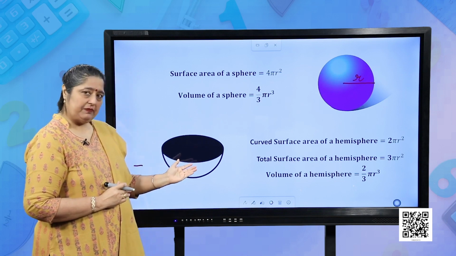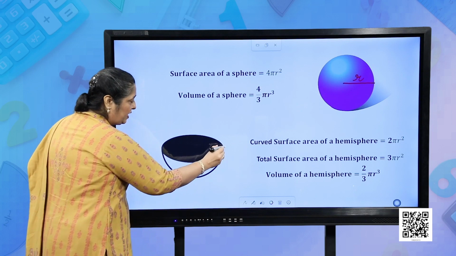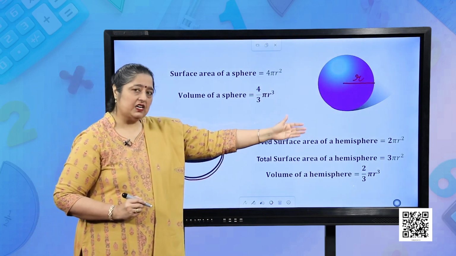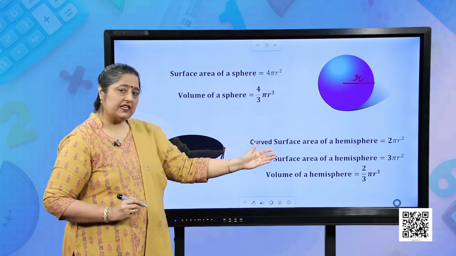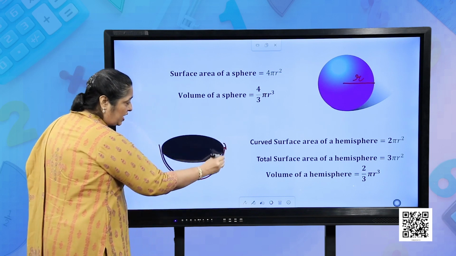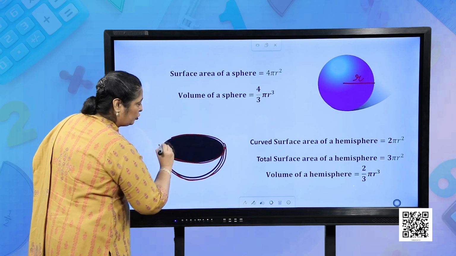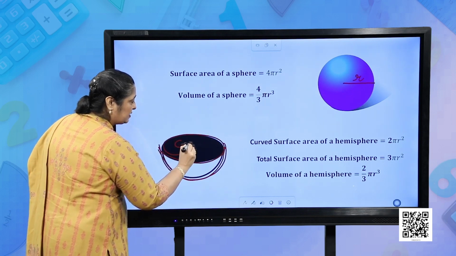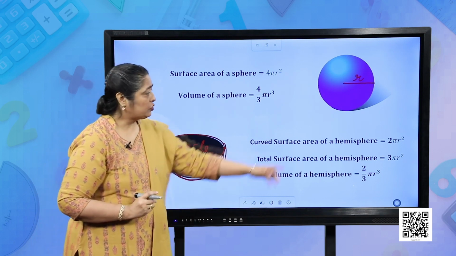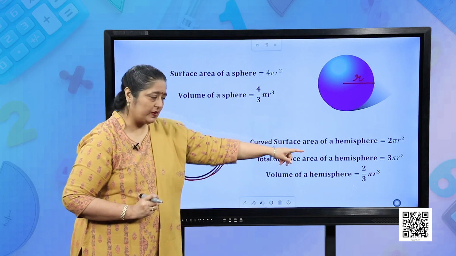Now, let us see the hemisphere. Curved surface area of the hemisphere, this one. Curved surface area is 2 pi r square and total surface area is 3 pi r square. Why 3 pi r square? Because curved surface area plus the area of the top. This is again a circle and area of the circle is pi r square. So, 2 pi r square plus pi r square, we have 3 pi r square.